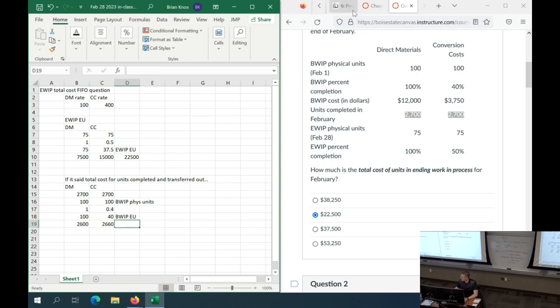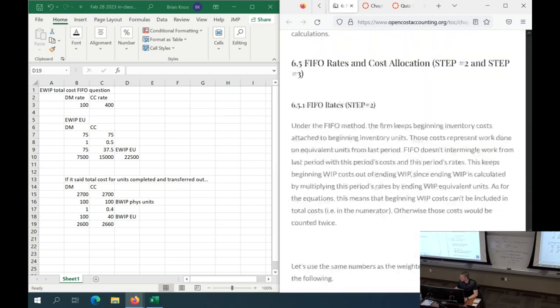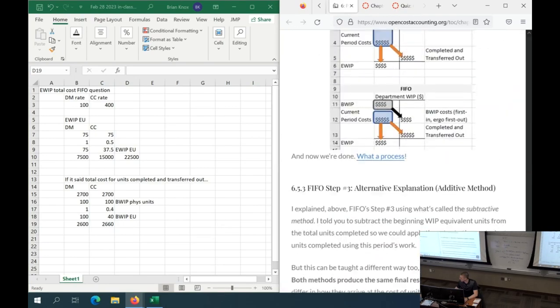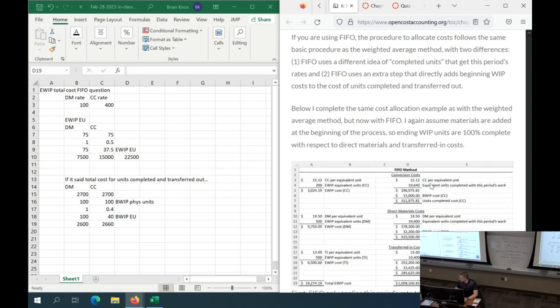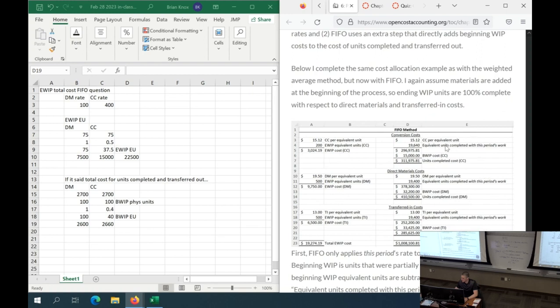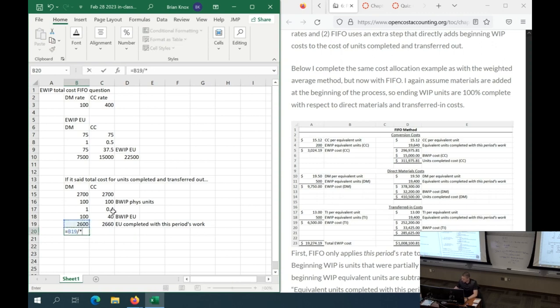And I used a phrase, I'll use the same phrase here. Those are the equivalent units completed with this period's work. That's the phrase right there. Taking units completed minus the beginning WIP. So this is equivalent units completed with this period's work. So we can apply this period's rates to those units. Oh wait, here we go. Yeah, I wanted to do that instead. This period's rate times the equivalent units completed with this period's work.